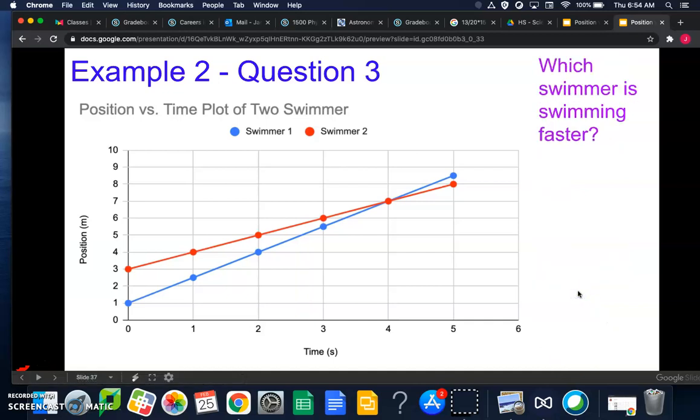Which swimmer is swimming faster? Okay, so again, we're going to need to determine how fast each swimmer is swimming using the slope. So we'll start with swimmer 1. So I've drawn the rise here and the run here. Now just a reminder, I'm just picking 2 points on the graph. It doesn't matter which 2 points you pick. I'm trying to pick ones that are going to make it easy for me to figure out what the time is.